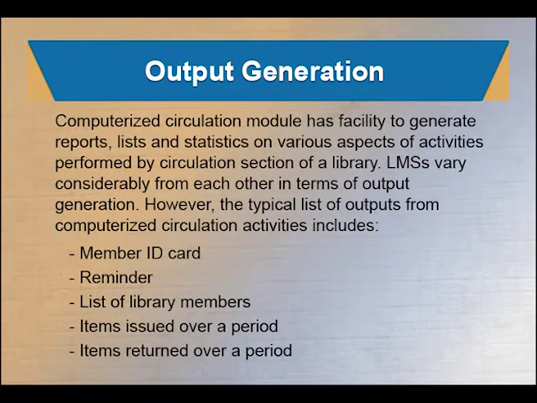Now, circulation is also associated with the generation of a lot of reports. It generates reports, lists and statistics on various aspects or activities. Say for example, sometimes the circulation module can be utilized to generate member photo ID cards, to generate reminder letters, to list all the library members by following a particular sort key like surname or borrower ID. Then items issued over a particular period, items returned over a period, all this information is sometimes required by the authority of the library, and your circulation module can readily generate that.